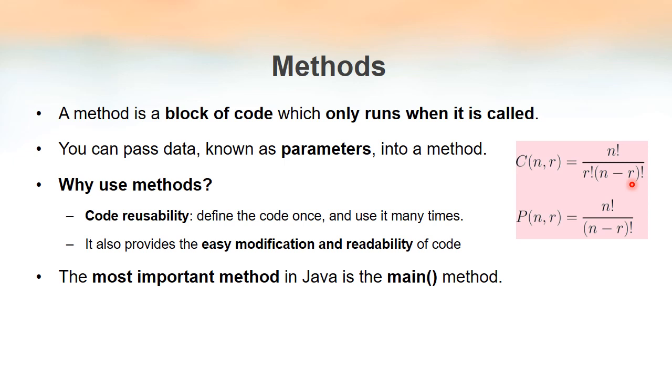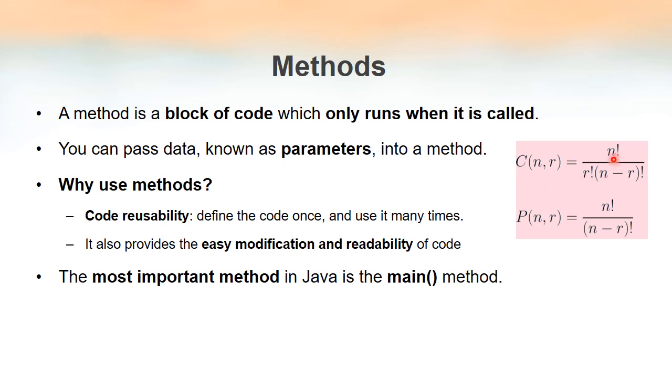We don't want to repeat the same lines of code again and again. So if you want to calculate n factorial by r factorial in n minus r factorial, what we have to do? We have to just write one method which calculates the factorial of any number that we pass as parameter. We are keeping it apart.